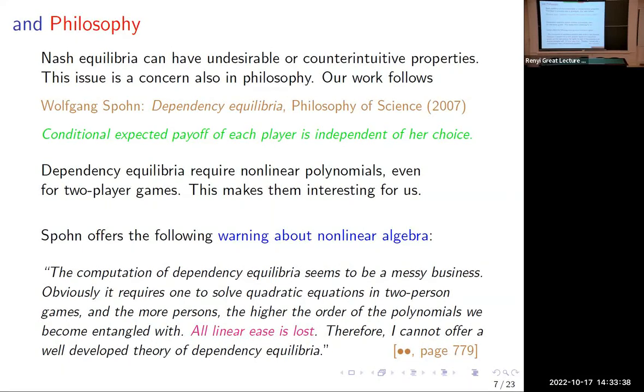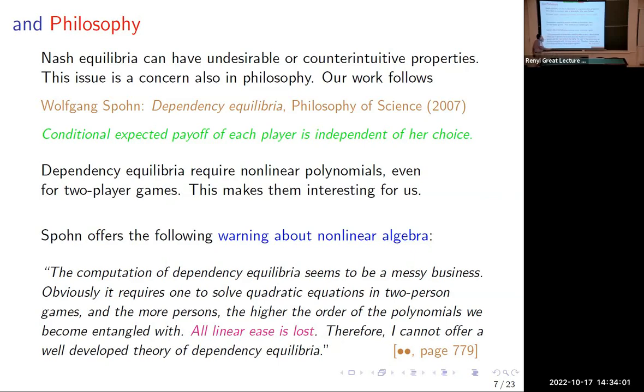Now, I already pointed out that dependency equilibria require nonlinear polynomials of degree 2, even for 2-player games. So Nash equilibria are linear, have a linear description, but dependency equilibria, even for 2 players, are quadratic. And Spohn himself offers the following warning about nonlinear algebra.